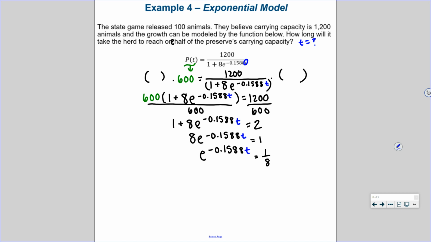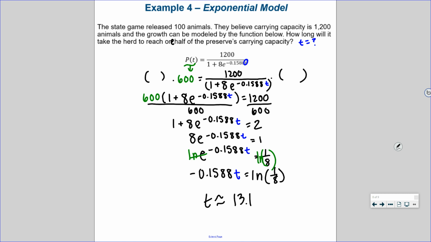What layer would I take off next? Yes, take off the base e by doing natural log. I'm just going to write it in like this because we've done a ton of these. Okay, I'll get rid of that. And then divide, you betcha. Okay, here's what I got.